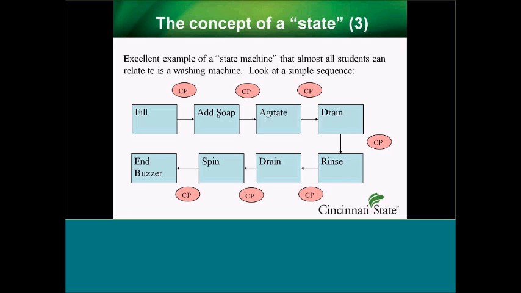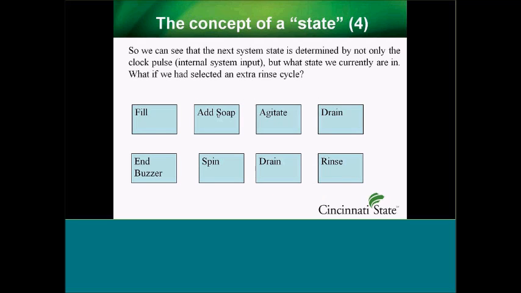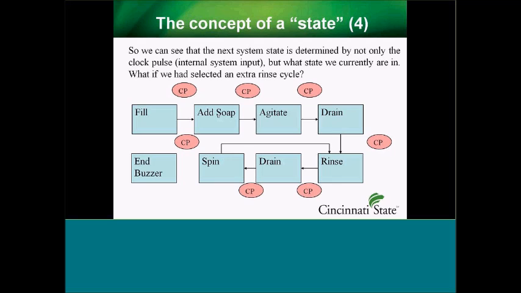Let's look at another example. Let's say we changed the input slightly. We want to run it, but we want to do an extra rinse, because maybe we keep finding a little bit of extra soap on our clothes. Fine. So we go through the same sequence. It fills, adds soap, agitates, drains, goes through the rinse, drains, goes into a spin, and then all of a sudden it picks up a signal that says I wanted an extra rinse. So now it goes all the way back to the rinse state.